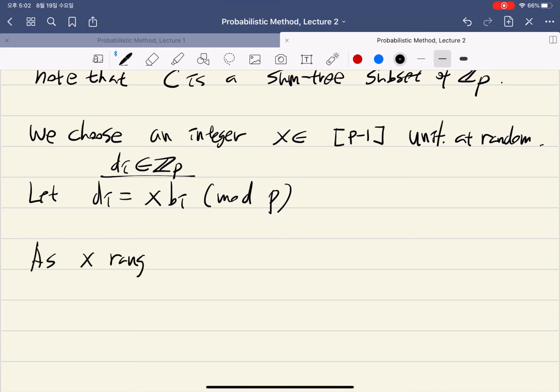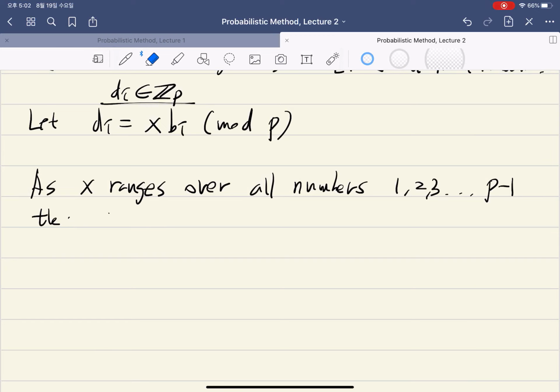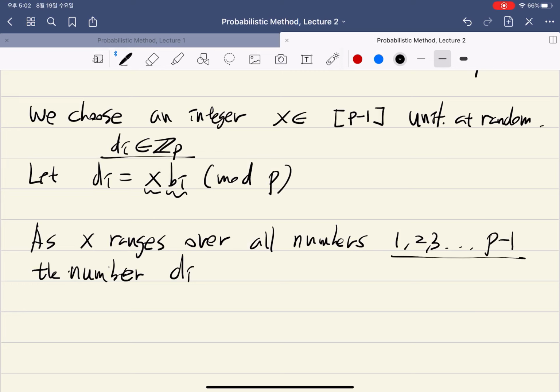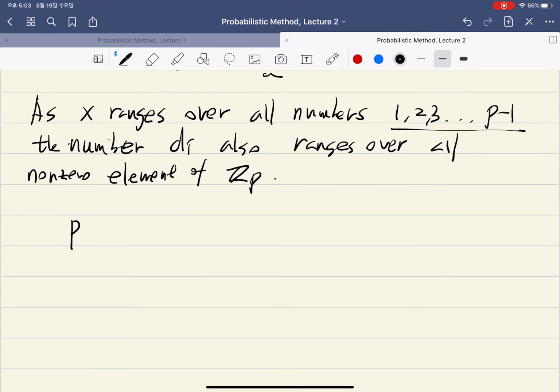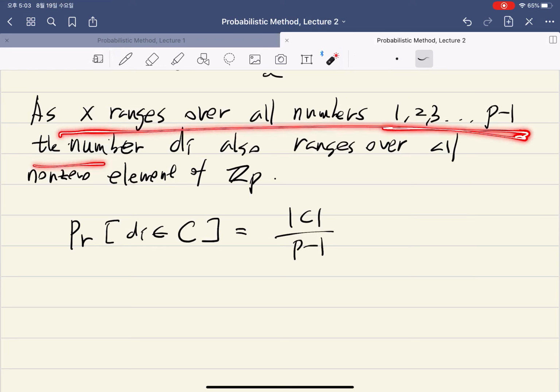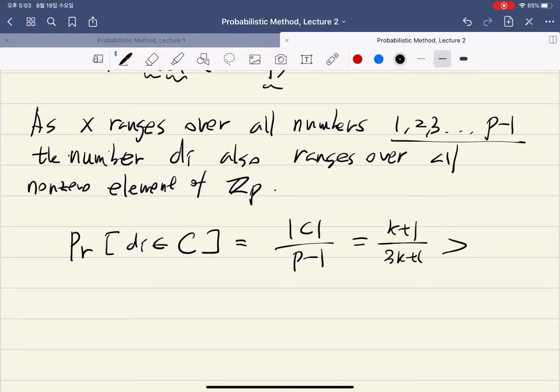Then, as x ranges over all numbers between 1 and p minus 1, the number di, so bi is a non-zero number, and then you multiply by 1 to p minus 1, and p is a prime number. So this also ranges over all non-zero elements of GP because p is prime. Then what's the probability that this di is in C? Each element of C is being picked with probability 1 over p minus 1, which is k plus 1 over 3k plus 1, which is bigger than 1/3.